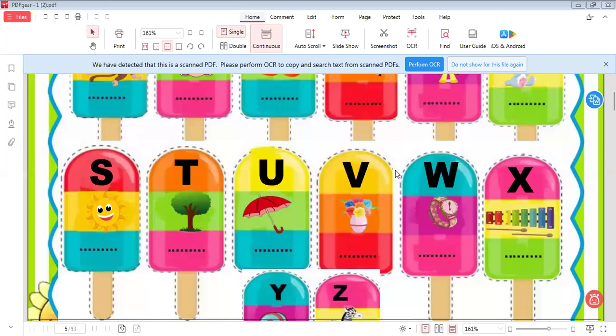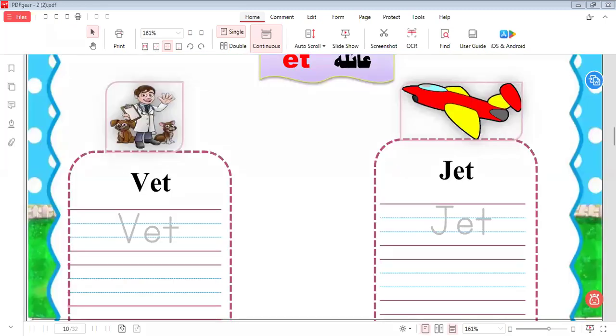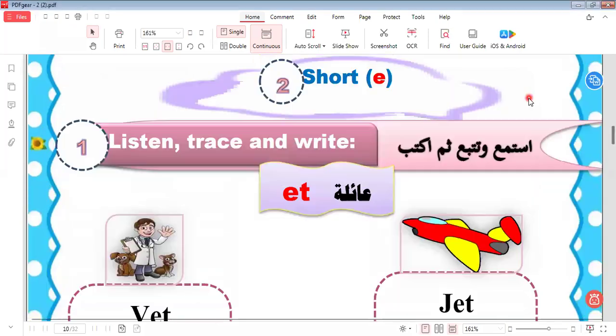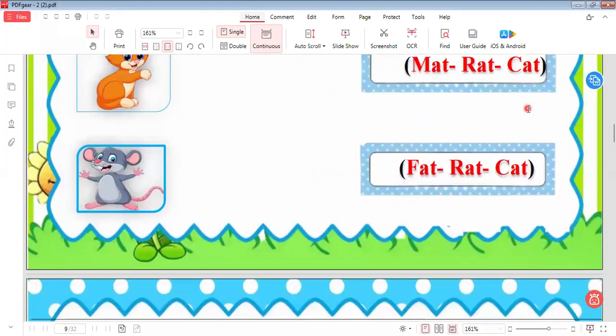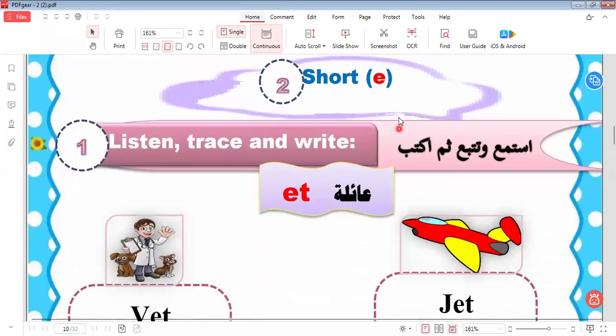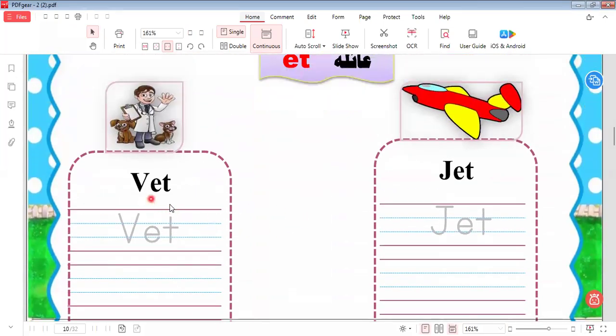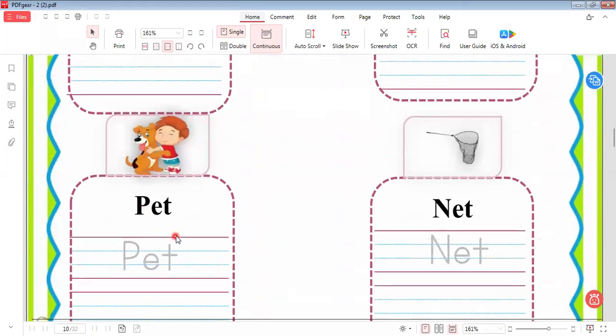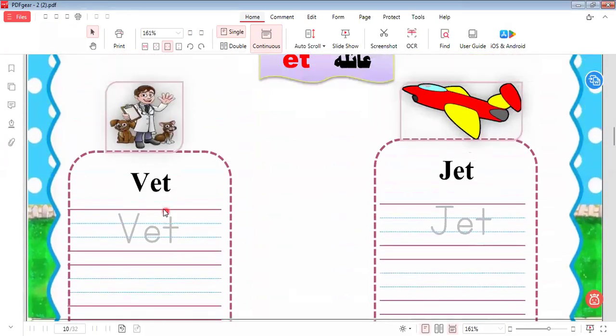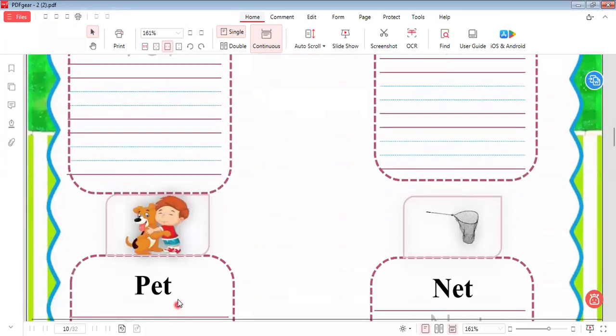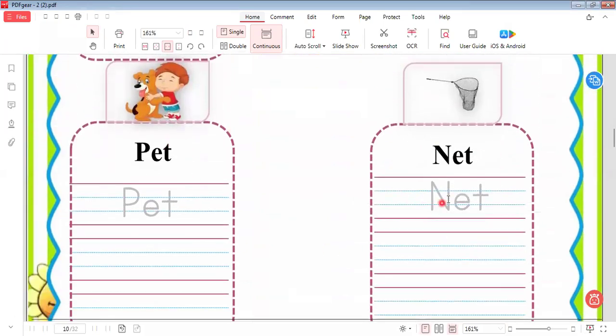Yes, here is the pronunciation. Today we learned the short vowel sound, the letter E. Here is bit, jet, bit, jet, bit, nut, bit, nut. I would like you to repeat with me. Bit, jet, bit, jet, bit, nut, bit, nut.